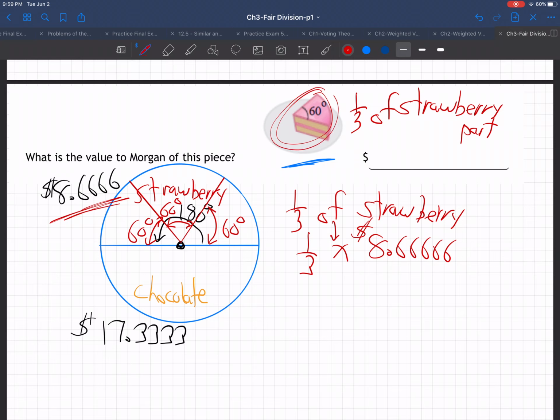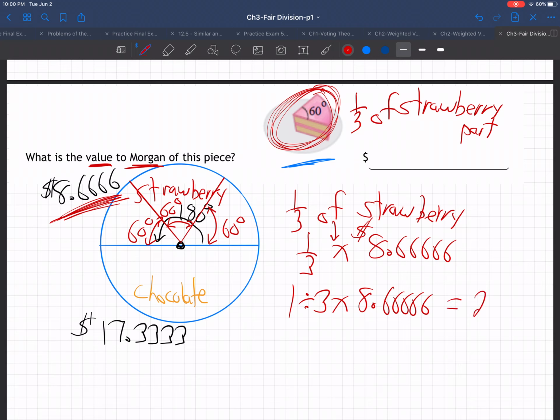So when they ask what this piece of the cake is worth to Morgan, what is its value to Morgan? Well, the whole strawberry half is worth $8.66, with the sixes going forever. And this is 1/3 of the strawberry half, because it's 60 degrees, which is 1/3 of 180. So take your calculator, take 1 divided by 3 times 8.66666, and let's see what we get. I'm getting 2 point, and the 8s go forever, basically.